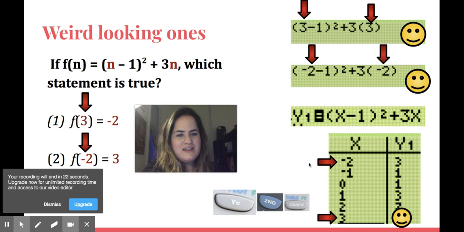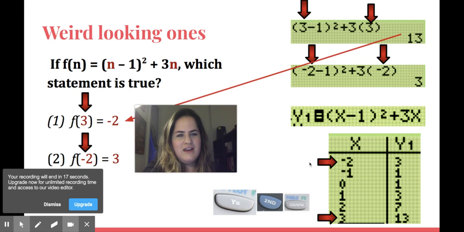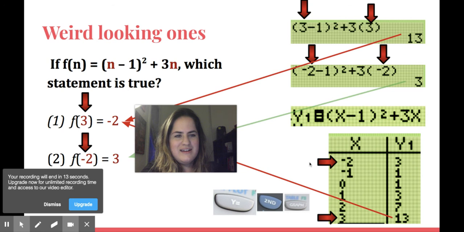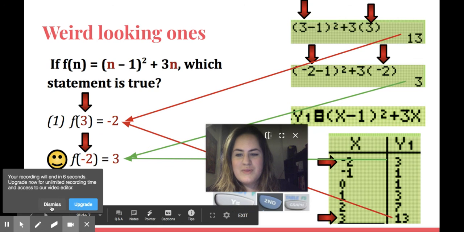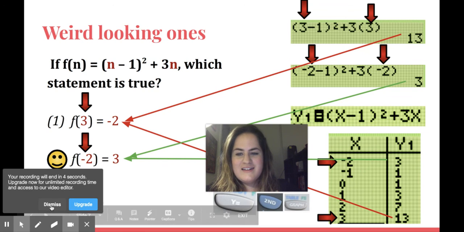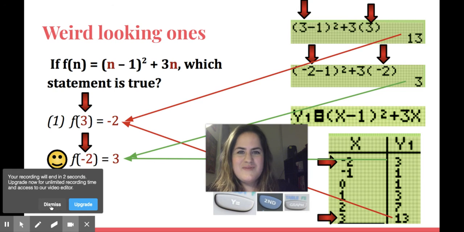When I plugged in -2, I got 3. When I plugged in 3, I got 13. So 13 was not the number I wanted to see, so that would be incorrect. 3 was the number I wanted to see, so that means choice 2 would be my answer. So now you're going to work on some practice problems, and good luck.